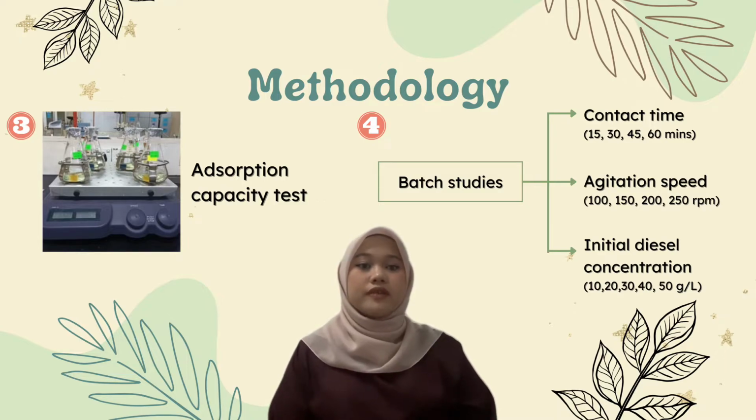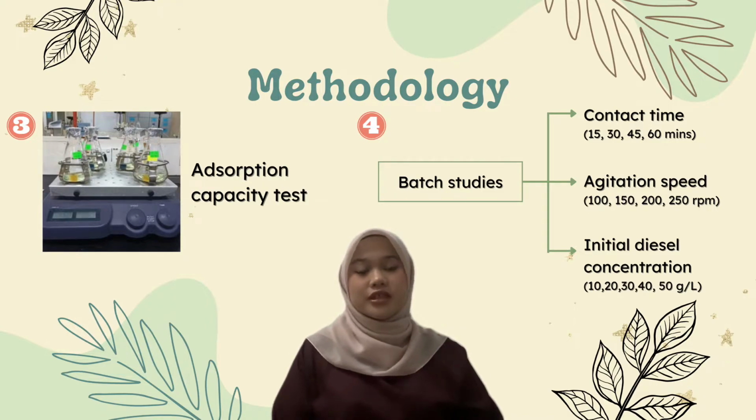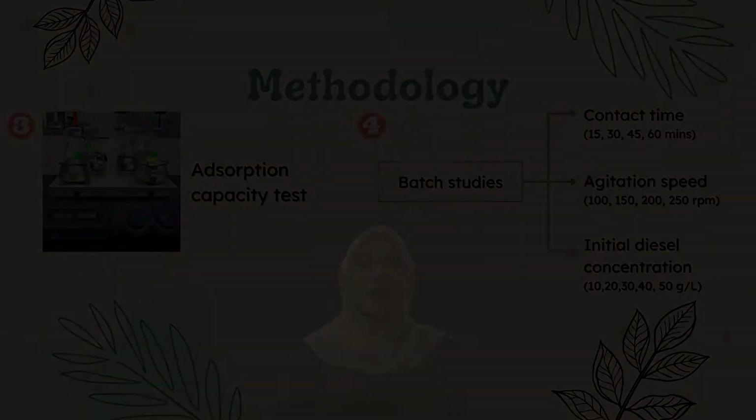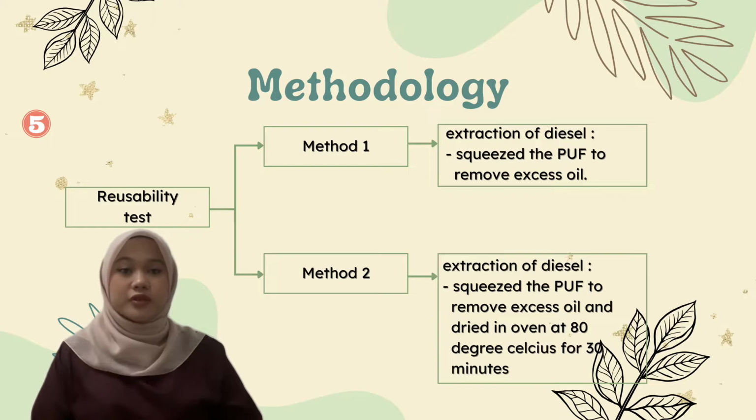Then we proceed with agitation speed, where the PUF was observed under 4 different speeds as shown in the slide. Lastly, for initial diesel concentration, PUF was immersed in 5 different concentrations of diesel. Those batch studies were observed using the same method and technique as in the absorption capacity test. Then, further observation or reusability test.